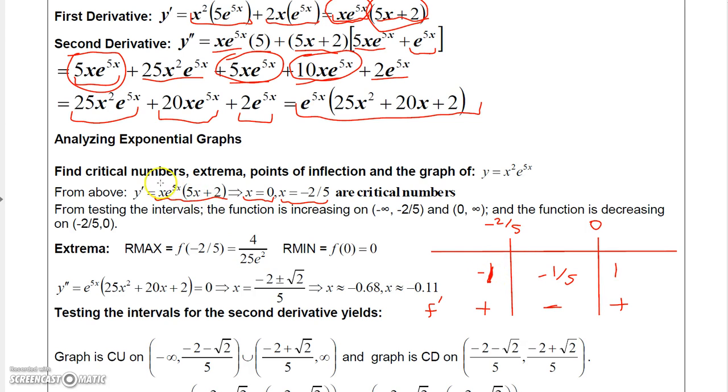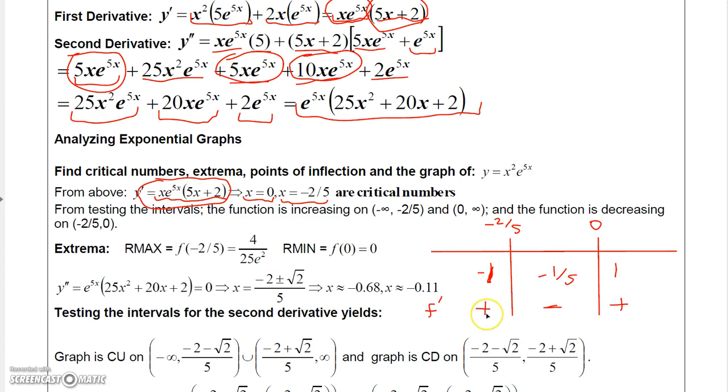Now if you go back over here and plug negative 1 into this, you'll find that your answer is going to be positive. Now, I chose negative 1/5. I needed a number between negative 2/5 and 0. Well, if you plug negative 1/5 into this and evaluate it, you're going to get a negative value. And then I chose a number greater than 0, which is 1. And if I plug 1 into this derivative, I'm going to get a positive value.